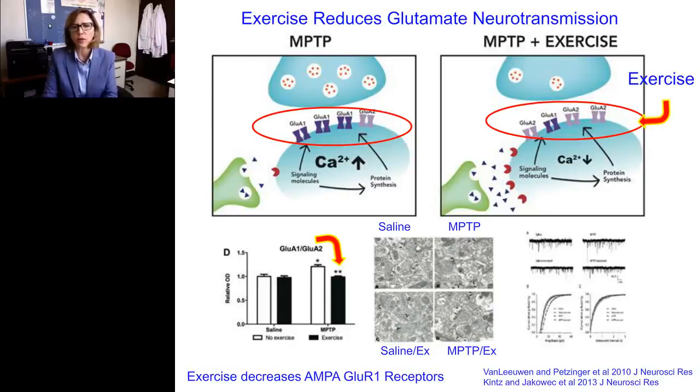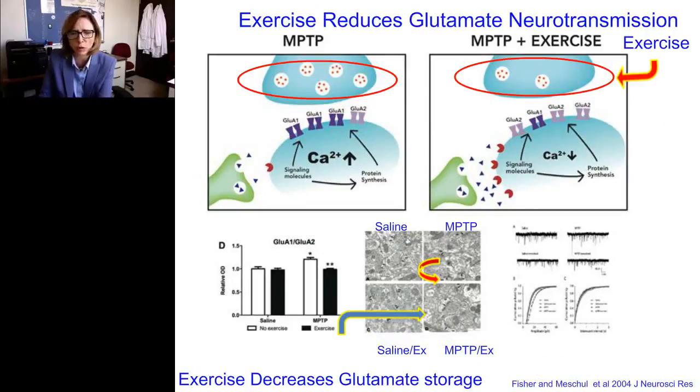All right, so now I'm going to walk you briefly through some cartoons, some work that was done by a number of people in the lab showing changes in glutamate neurotransmission. Essentially we saw changes in the AMPA receptor expression of GluA1, where we saw with MPTP an increase in GluA1 expression. With exercise, we saw diminishment of GluA1 expression.